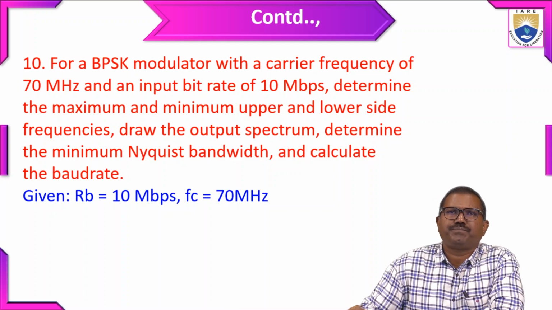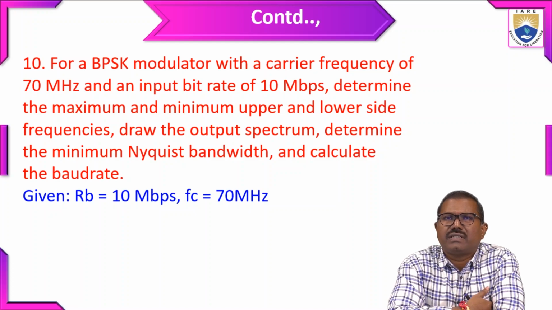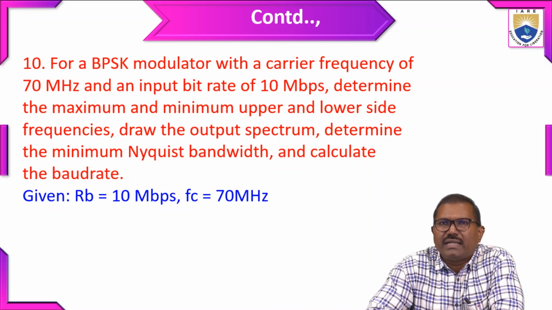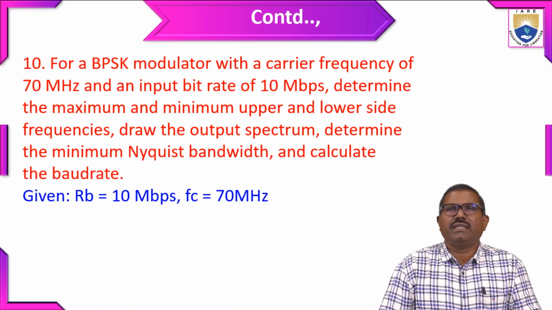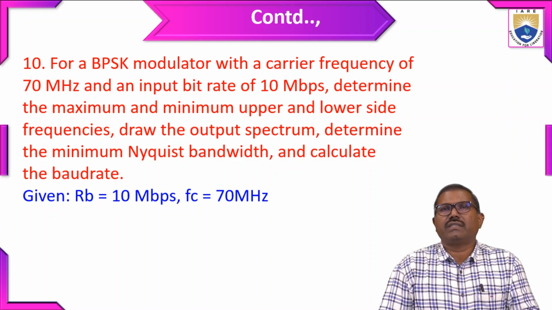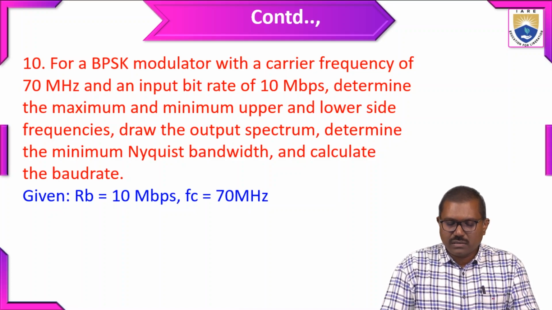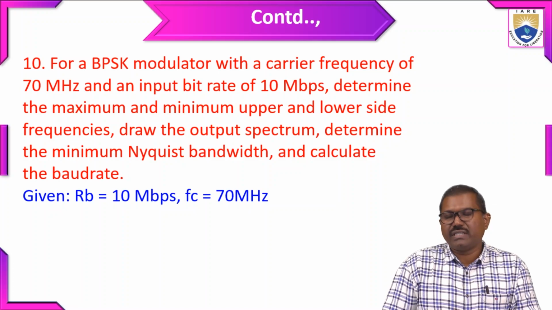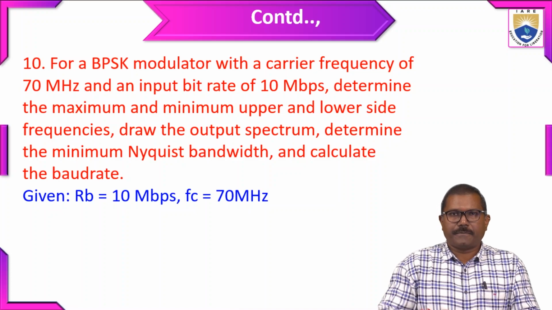So the last one is for a BPSK modulator with a carrier frequency of 70 MHz and an input bit rate of 10 megabits per second. Determine the maximum and minimum upper and lower sideband frequencies. Draw the spectrum. Determine the minimum Nyquist bandwidth and calculate the baud rate. So given RB is 10 Mbps, FC is 70 MHz. This is a BPSK modulator.